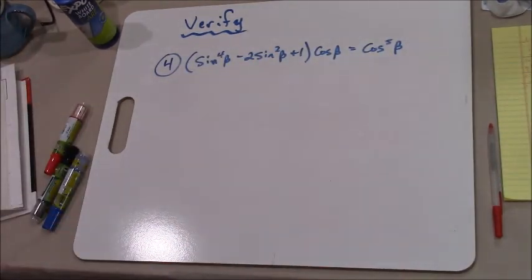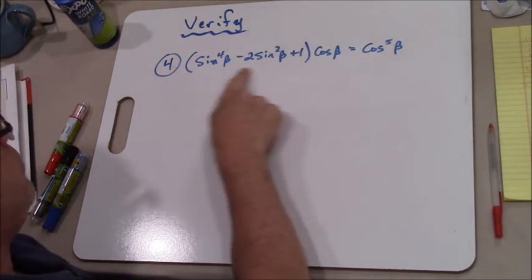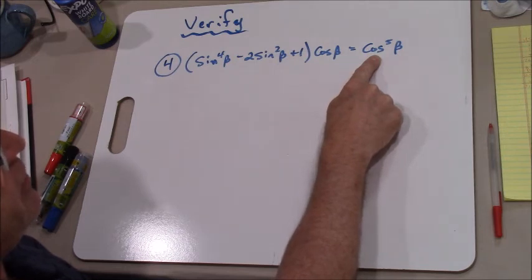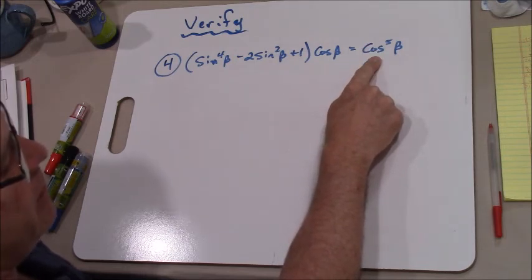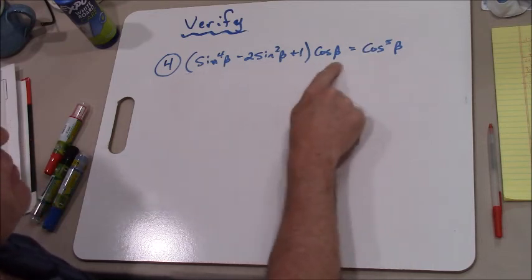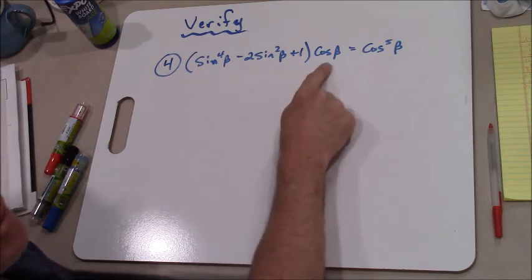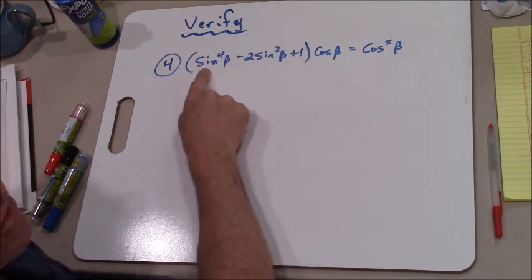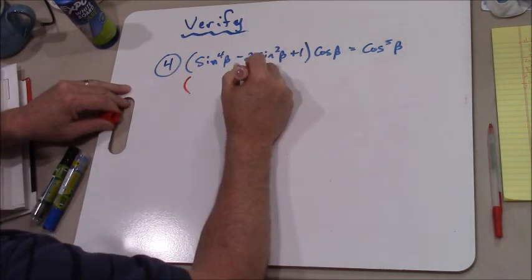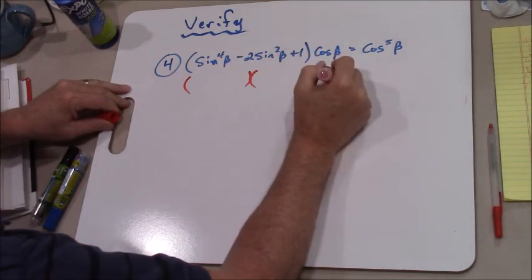All right, you guys go ahead and give this one a shot. So it seems pretty obvious this is probably the more complicated side, since the only thing I have here is cosine to the fifth of beta. If that's all I'm going to have at the end is cosines, to me that says I need to try and change everything over here to cosines. And the only way I'm going to be able to do that with a sine is through those Pythagorean identities. So I think my first step here is I probably want to try and factor this.